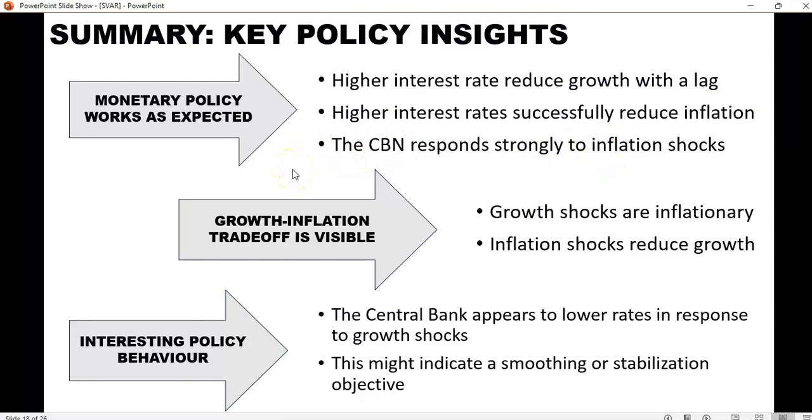Then the next key policy insight is the growth-inflation trade-off is visible. And the growth shocks are inflationary. Inflation shocks reduce growth. And therefore, interesting policy behavior, we see that the CBN appears to lower rates in response to growth shocks. This might indicate a smoothing or stabilization objective.